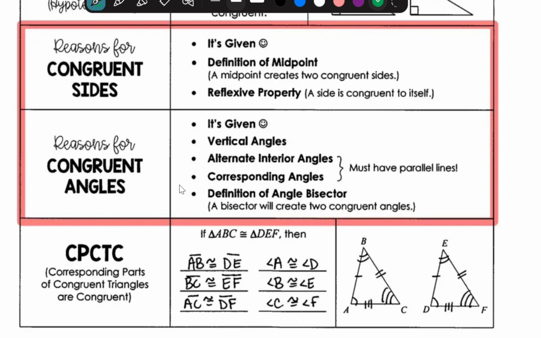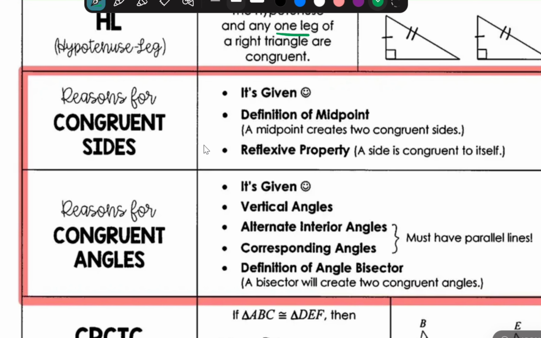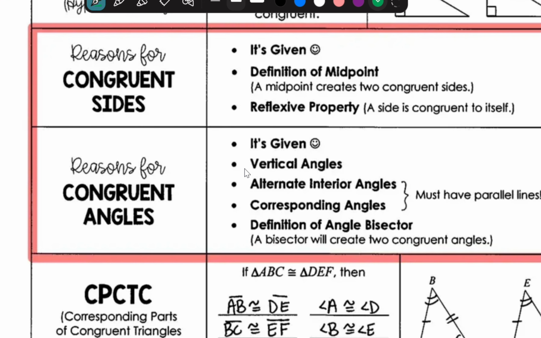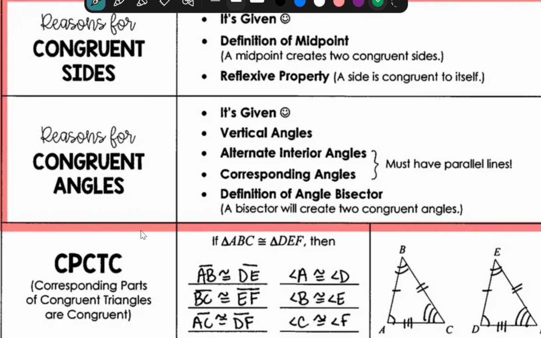Then it's just like explaining why we can have congruent angles or congruent sides. For example, it can either be given to you. It is the definition of a midpoint, aka midpoint creates 2 congruent sides. These are sort of just like rules that will help you create these proofs. And then reflexive property, a side is congruent to itself.